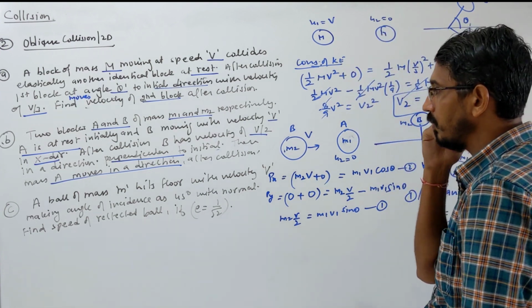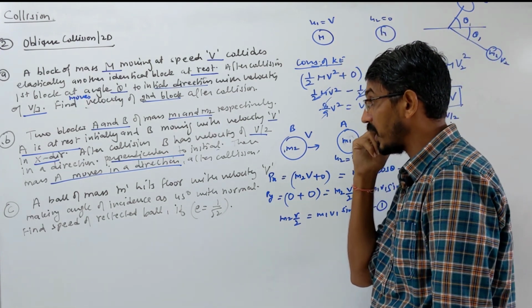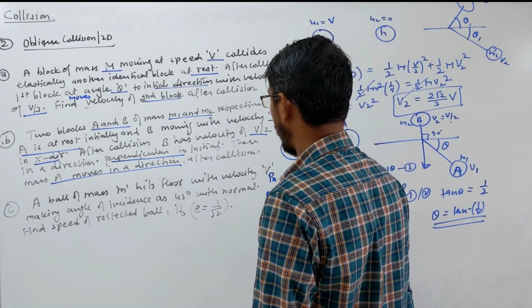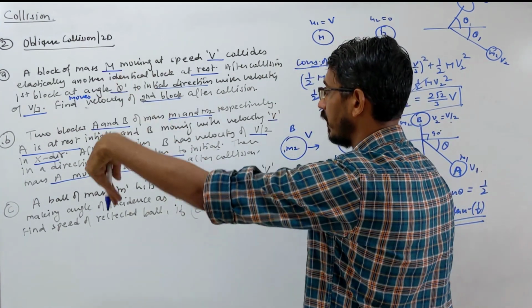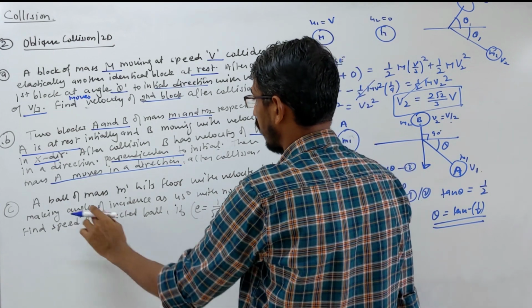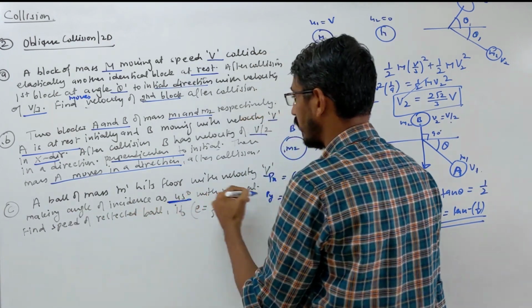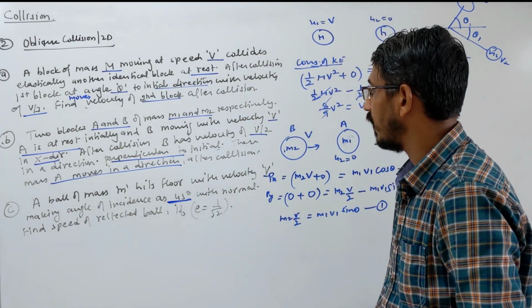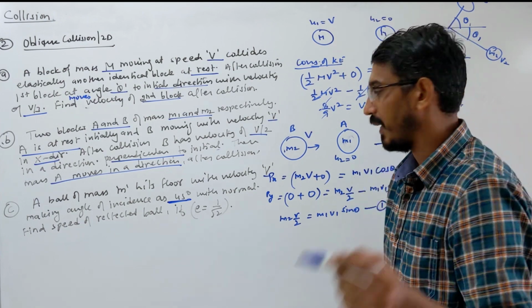Okay, let's do the last problem. It says that a ball of mass m hits the floor with velocity v. A ball hitting a floor with velocity v, making an angle of incidence of 45 degrees with the normal. Find the speed of the reflected ball, like we learned in optics.